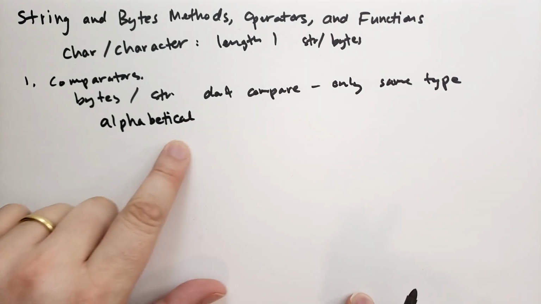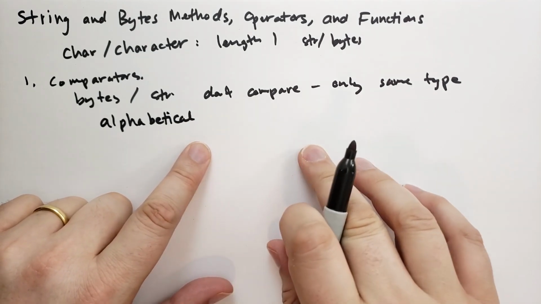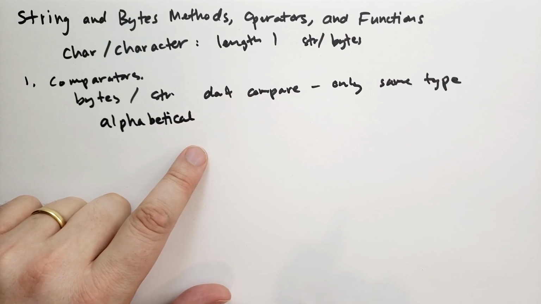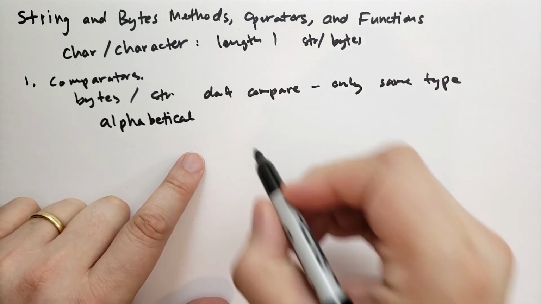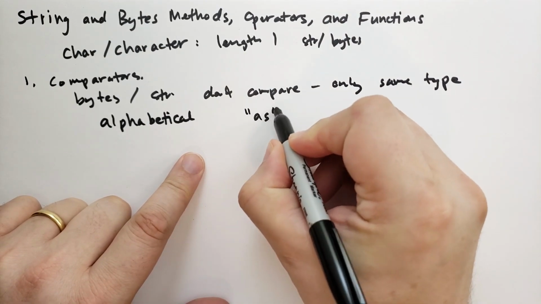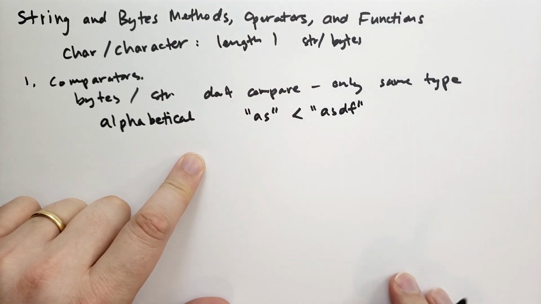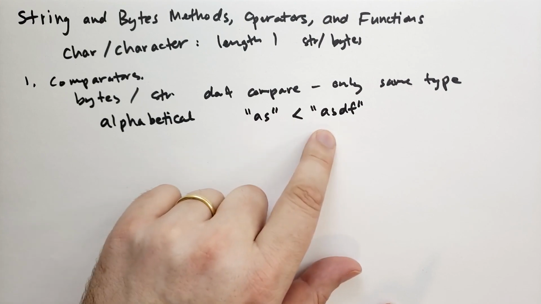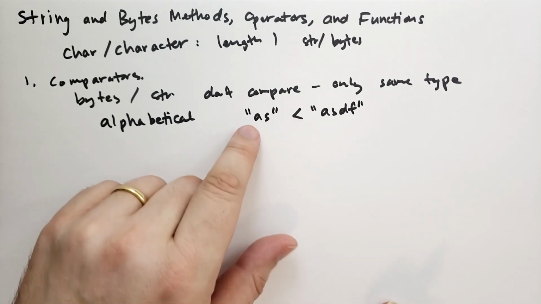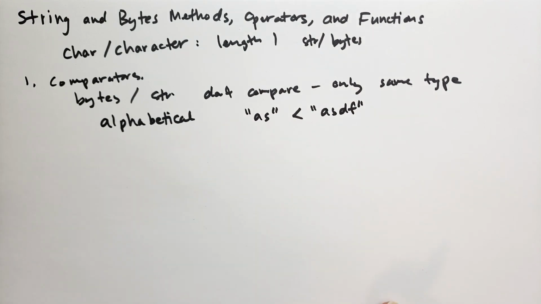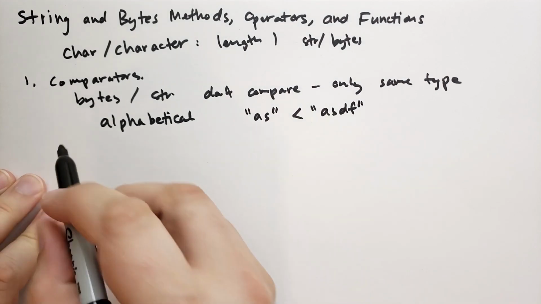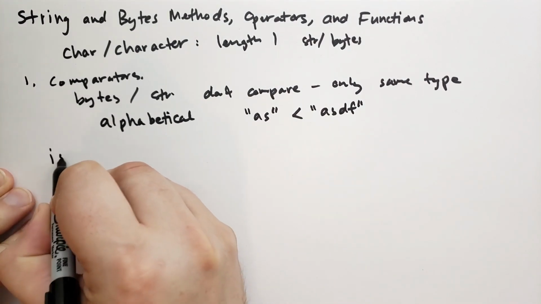One note about alphabetical is that if all the characters compare the same, then the shorter string will be the one that comes first. So for instance, if you have AS, this is going to be less than ASDF. The first two characters in the string are the same, and so this string is before that one because it's shorter.